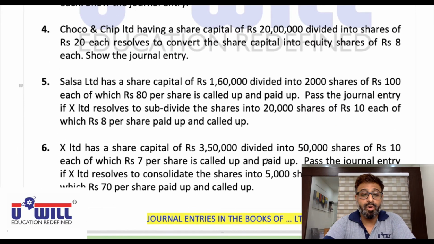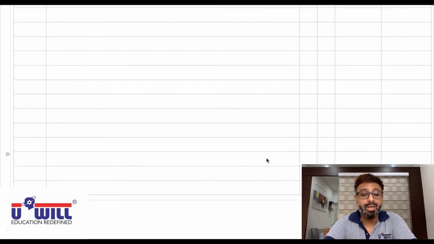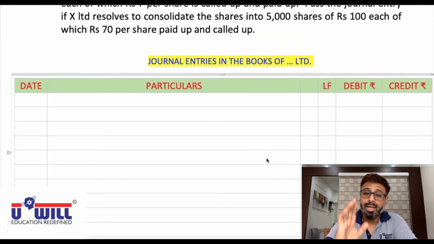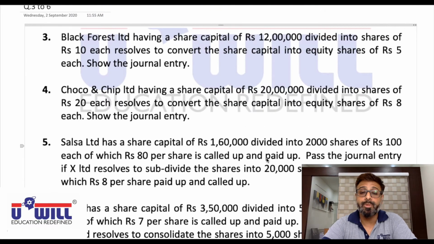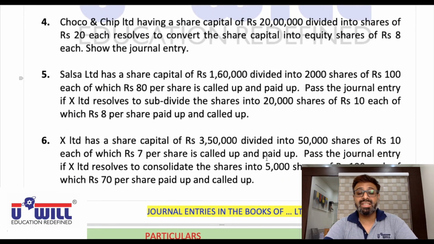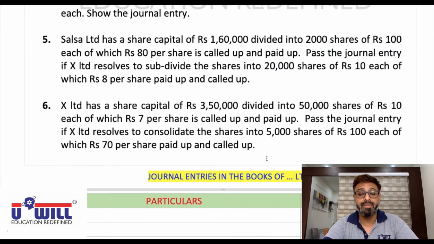So make one page format for 3, 4, 5, 6, and in the date column we'll write the question numbers 3, 4, 5, 6. One format of journal will be sufficient for all the 4 questions we are doing right now. Okay. So pause the video and make the format for question 3, 4, 5 and 6 on one page, everyone.